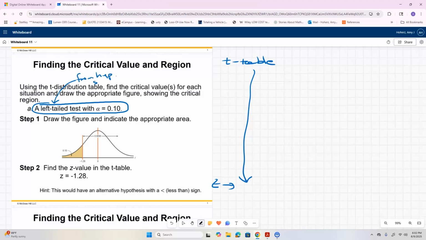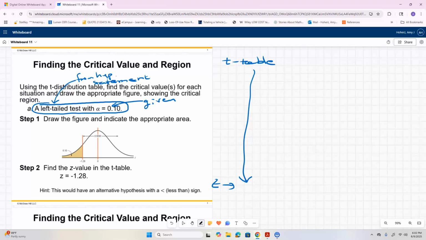So from our hypothesis statement, we will have determined if we are a right tail, left tail, or two tail. And then the alpha will be given in the problem. So if we had determined that it was a left tail test and we were given in the problem that it was alpha 0.10, how would we find that?